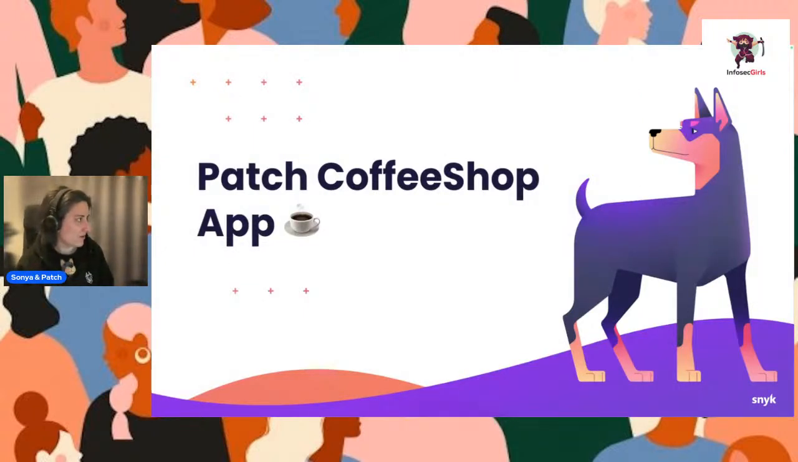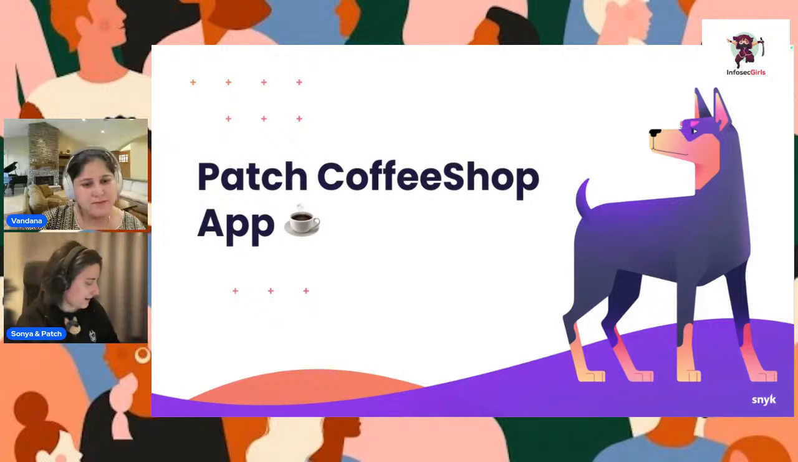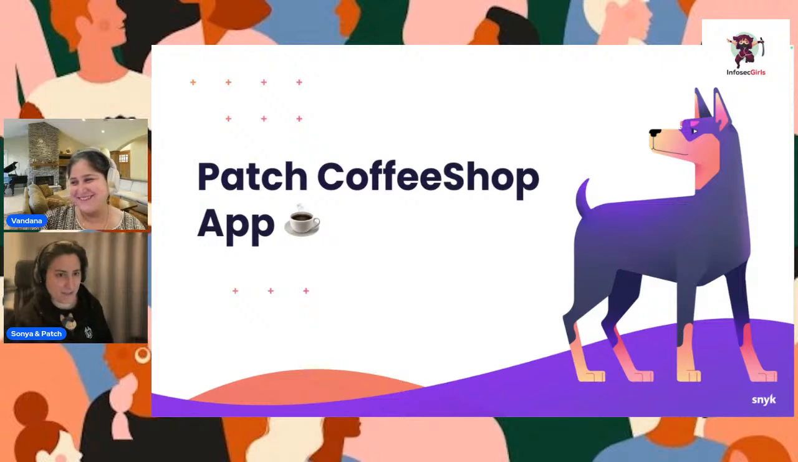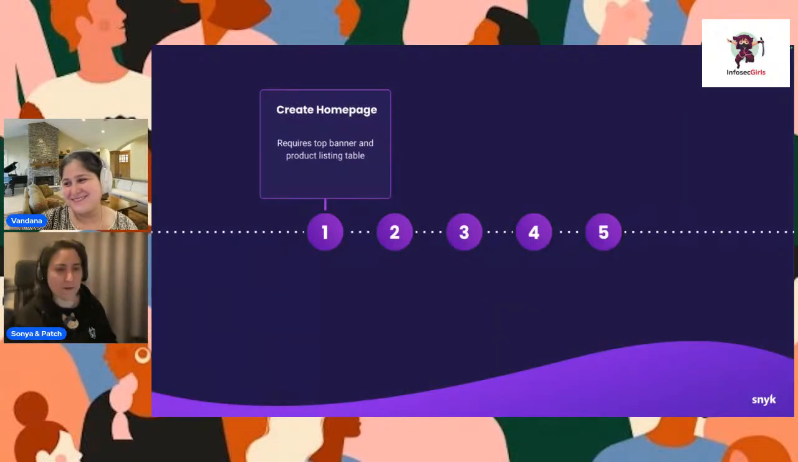Cool. So we're going to move on to the coffee shop application. And I'll call Vandana. Yeah, I'll probably need your help. So for this pet coffee shop application, there are a lot of things that we're going to do. As you can see, Vandana and I have been busy working on a huge backlog of tasks. Here, the first one is to create a homepage. So we'd like to create a homepage.